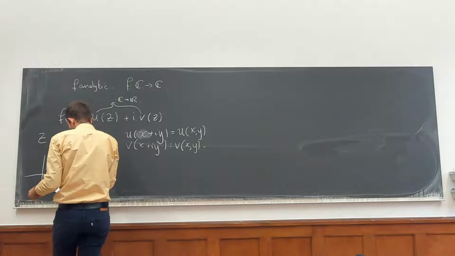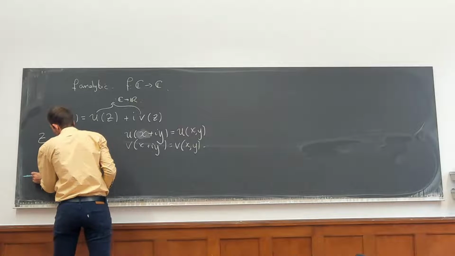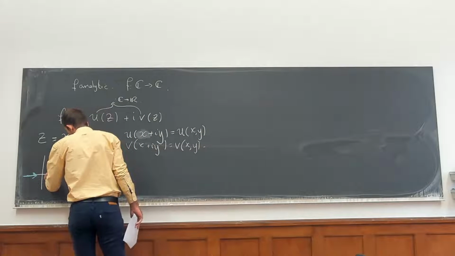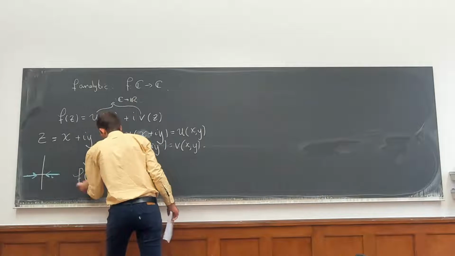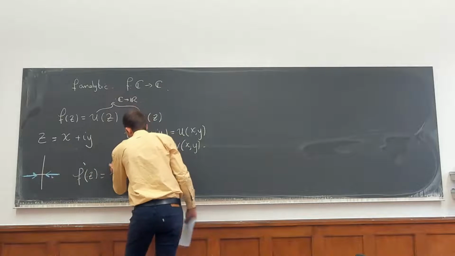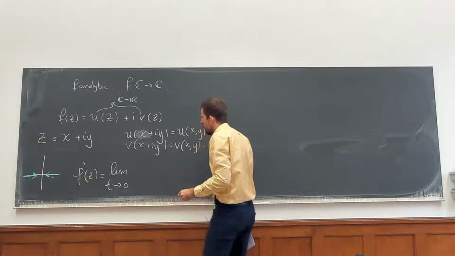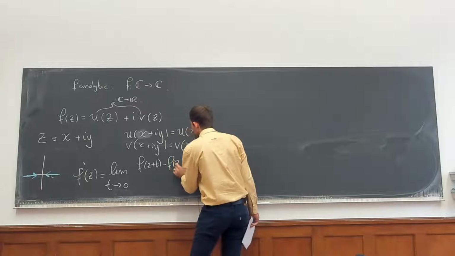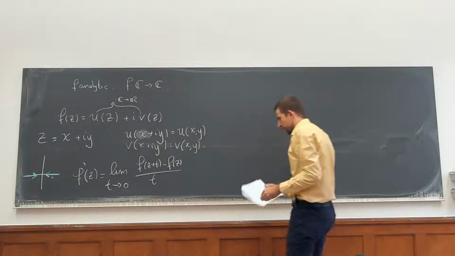Okay, I'm going to approach from the reals, what I'm calling h. Again, so what do I get? f prime at a point z is equal to the limit as t goes to 0 of f of z plus t minus f of z, over t, right? And this limit needs to exist.